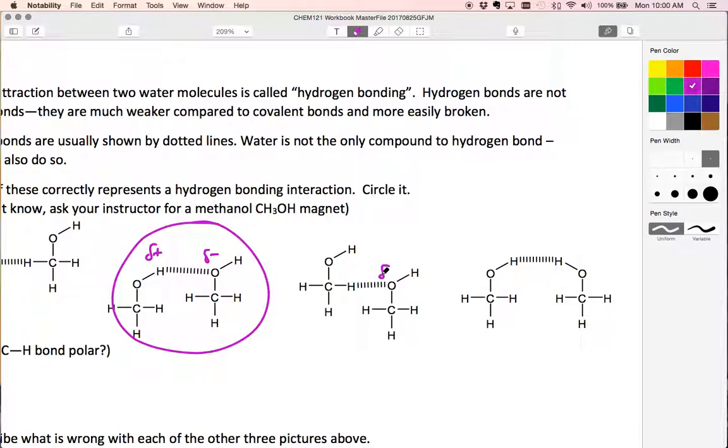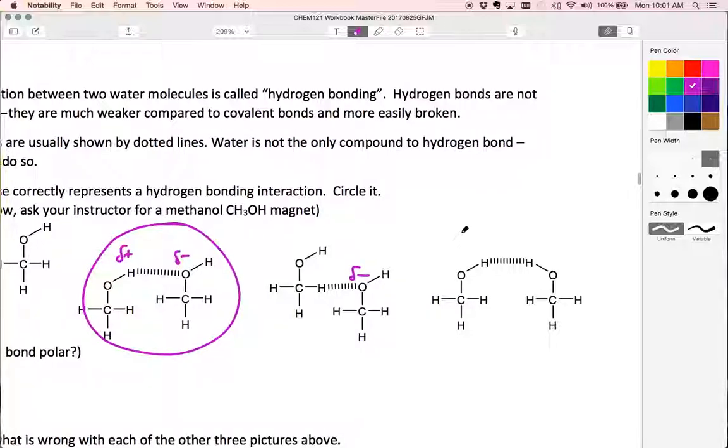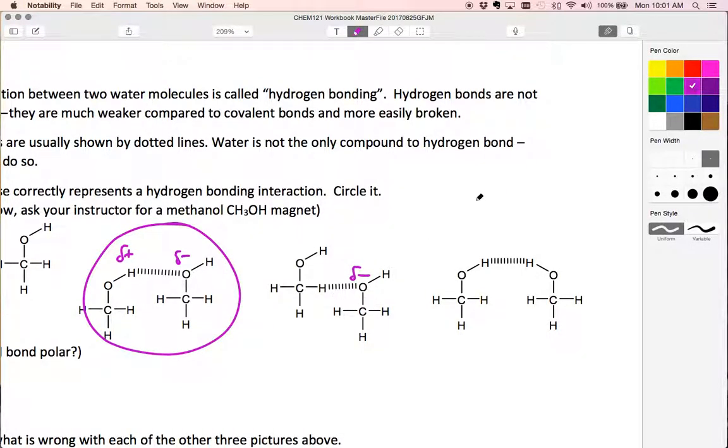So this is definitely partial negative, but this is nonpolar over here. Because carbon and hydrogen have similar electronegativities, I can't say this is partial positive. So it's not going to form very strongly there. So it'll probably just be a dispersion force, if anything. And then over here, this is partial positive because this is partial negative. So I'm going to write that in.